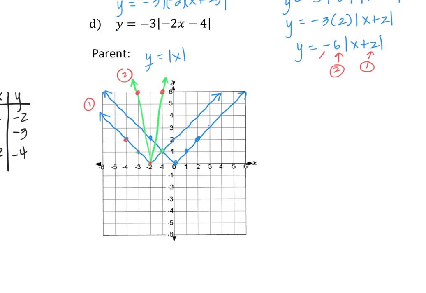So the last thing I'm going to do is this negative. That's going to reflect over my x-axis, which means the negative 2, 0, the 0 for the y will stay the same. This positive 6 becomes a negative 6. Positive 6 becomes a negative 6.